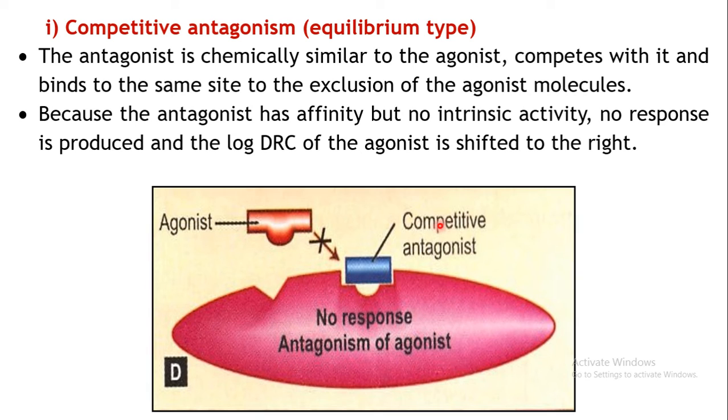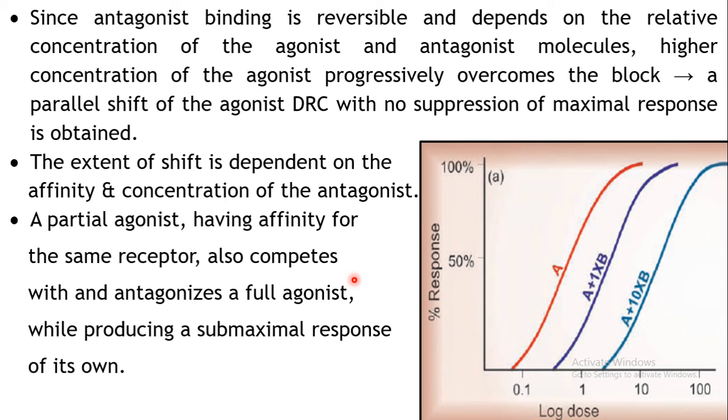Since this competitive antagonist just has affinity but does not have intrinsic activity, it does not have any ability to stimulate the receptor or produce conformational changes in that particular receptor. So no response is produced, due to the antagonism of the agonist. Here the agonist is prevented from binding to the receptor. Instead, a competitive antagonist is bound to that particular site. So it blocks the receptor, and no effects are seen as a result of competitive antagonism.